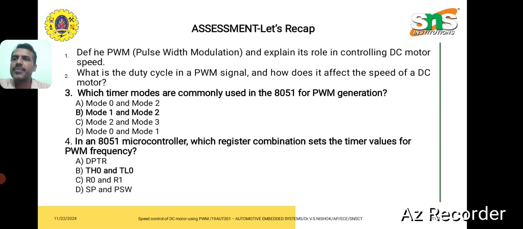Then we have the assessment slide. Define pulse width modulation and explain its role in controlling the DC motor speed. Pulse width modulation, with the help of duty cycle and frequency, can control the speed of the DC motor. So what is duty cycle? The duty cycle represents the on state, that is the amount of power delivered to the motor that makes the motor run.